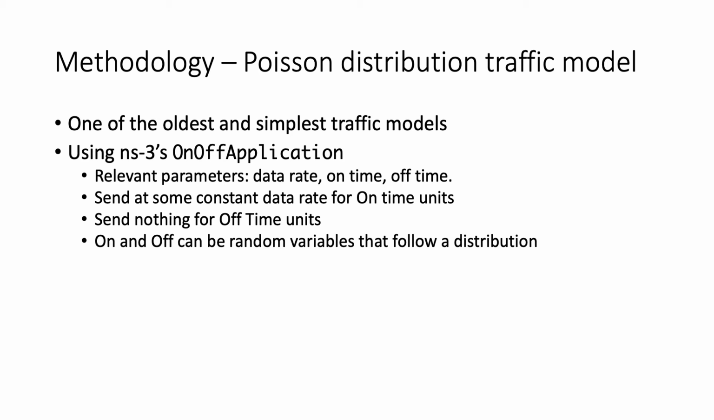So for the purposes of our experiment, I am using an on time as a constant 0.2 seconds and the off time as an exponential distribution with a parameter lambda equal to a half. If you remember from STOR 435, this corresponds to a mean of 2 seconds on the exponential distribution.